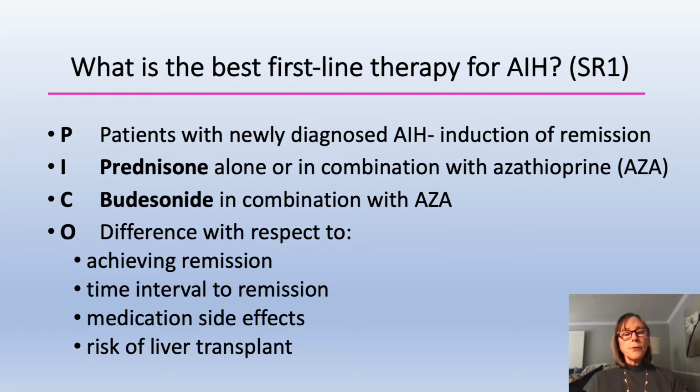First, what is the best first-line therapy for newly diagnosed autoimmune hepatitis? The patient population are those with newly diagnosed autoimmune hepatitis. The intervention is comparing prednisone alone or in combination with azathioprine, and azathioprine is also known as Imuran, comparing that with the comparator budesonide in combination with azathioprine. And the outcomes that we measured included being able to achieve remission based on normal liver tests, the time to remission, medication side effects, and the risk of liver transplant.